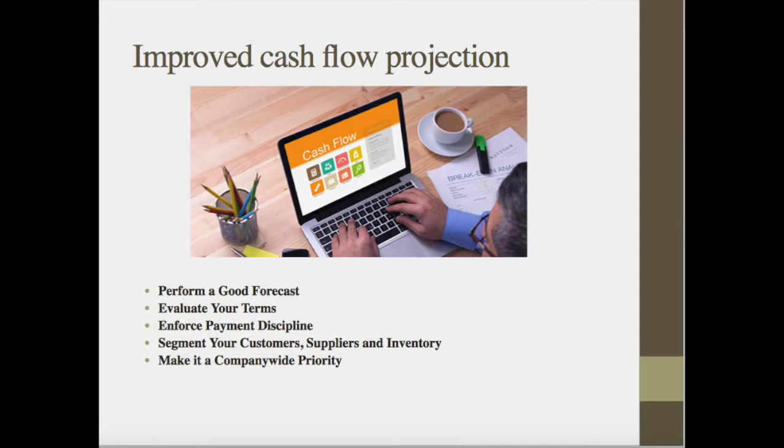The third one is to enforce the payment skip line. In order to shorten your receivable period, you need to have a good collection system in place. The next one is segment your customer, supplier, and also the inventory. You probably won't get too far if you try to tackle your cash flow as a whole. You are better off segmenting supplier, customer, and inventory separately.